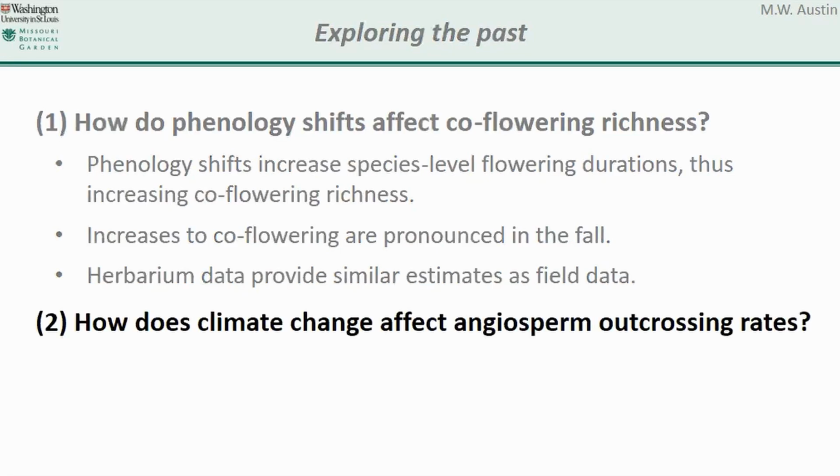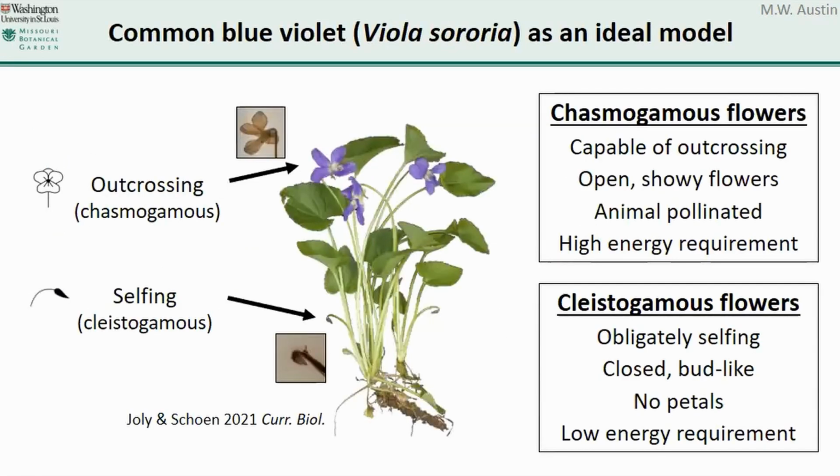All right, so now on to the second question in the first half of my talk. How does climate change affect angiosperm outcrossing rates? As I was working through the previous study that I was chatting about, of how climate change affects flowering overlap among different species, I began thinking broadly about how herbaria can be used to test outcrossing rates of flowering plants. And through thinking about this question, I landed on one species that I thought was an ideal model for testing this question, which is the common blue violet, Viola sororia.